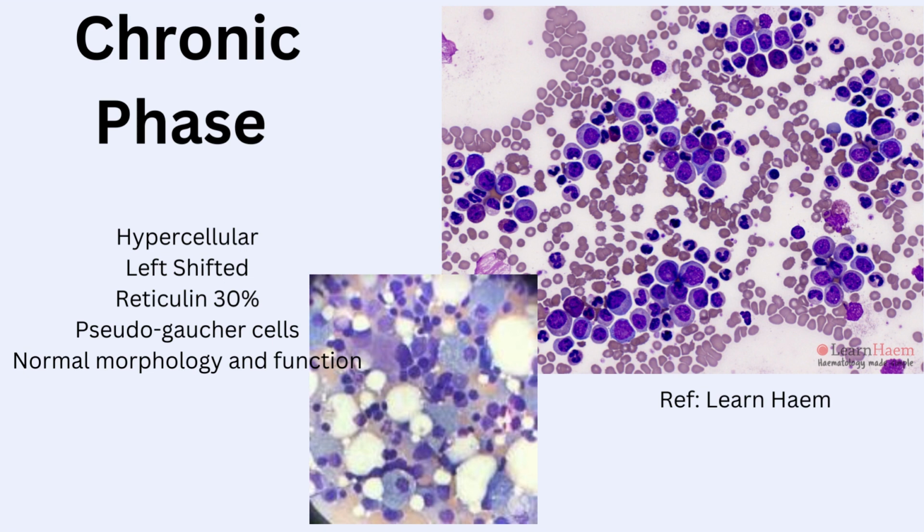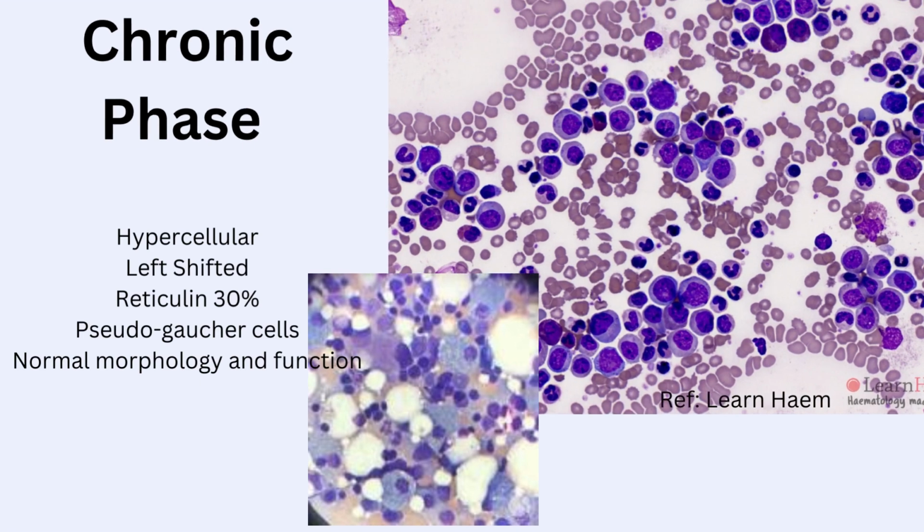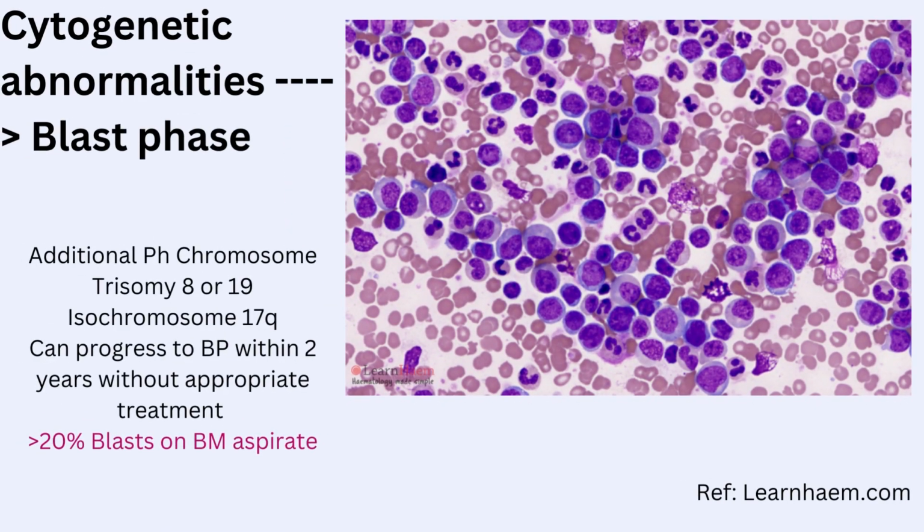You can also sometimes see pseudo-Gaucher cells, and that's seen as sort of blue histiocytes with onion skin features, and that can be because of increased phagocytic cells, and that also contributes to splenomegaly. They're very similar in appearance to Gaucher's disease.